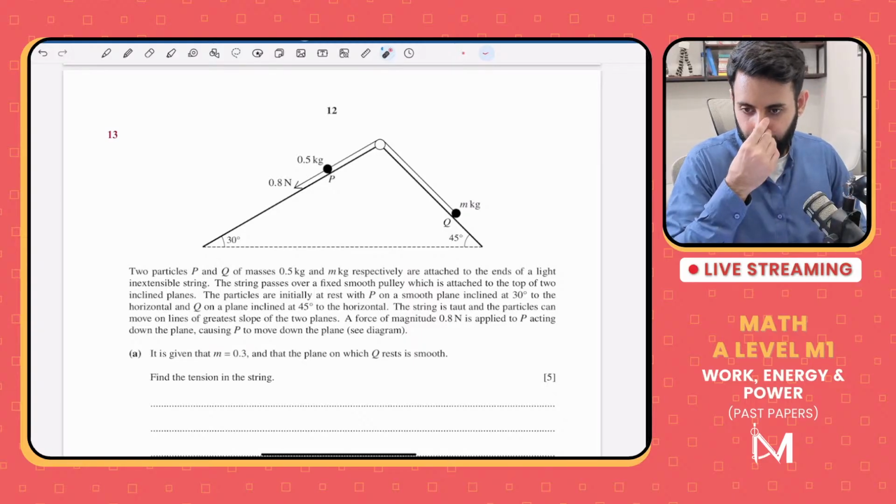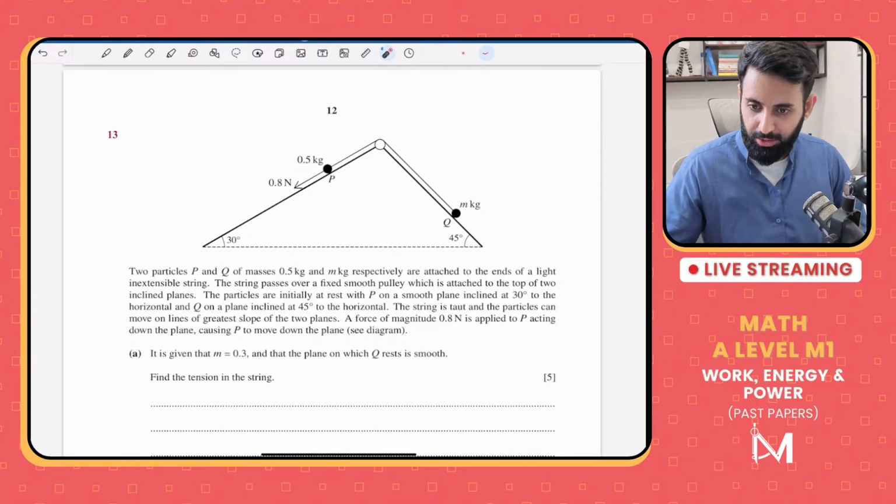Which O-level topic will be covered next? Tomorrow, inshallah, I'm streaming frustum. Okay, tomorrow I'm doing a stream on mensuration. I'm covering frustum.